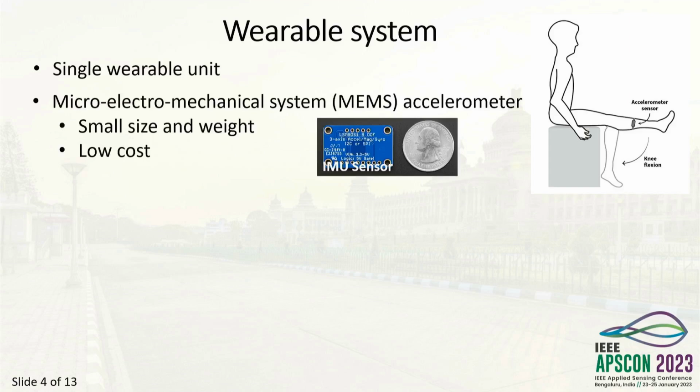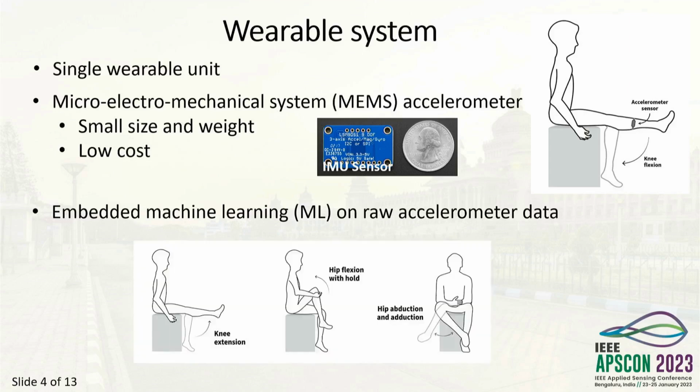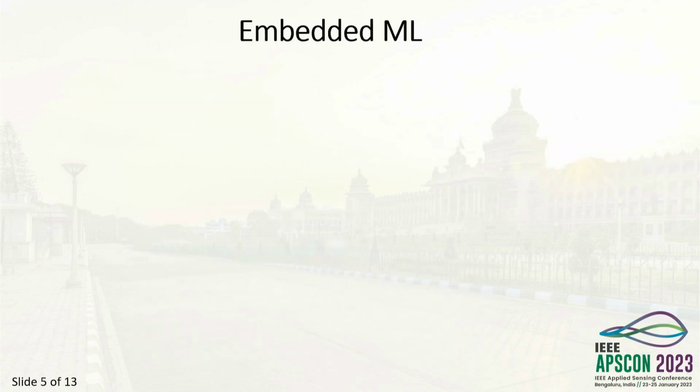Microelectromechanical systems have miniaturized the inertial sensors, miniaturized accelerometers, such that they have very small size and weight and can be easily integrated into a wearable band. Also, they come at a very low cost. Here, embedded machine learning is leveraged on the raw accelerometer data to understand the 3 exercises which are recommended by the therapist for the lower limb rehabilitation.